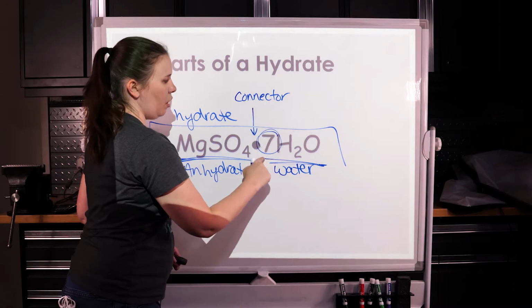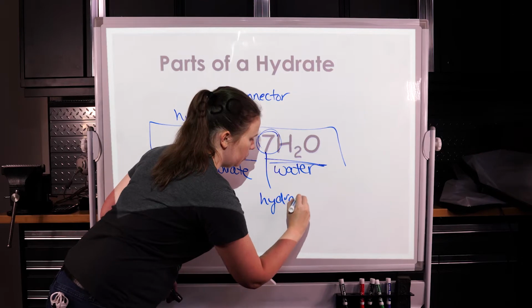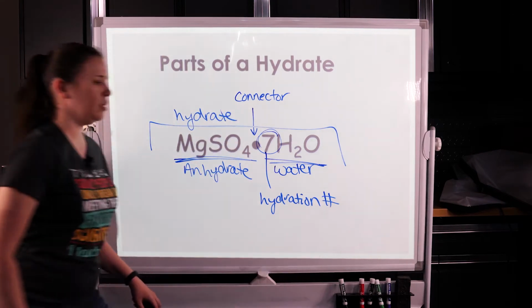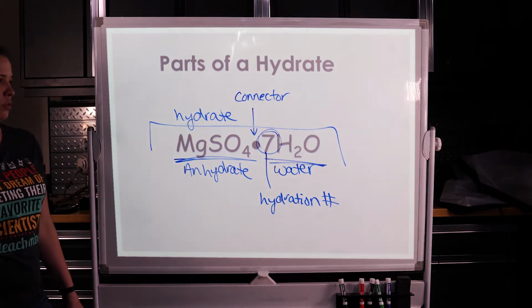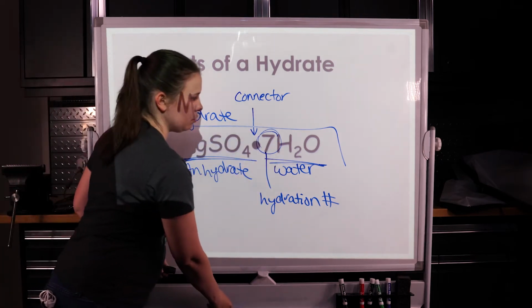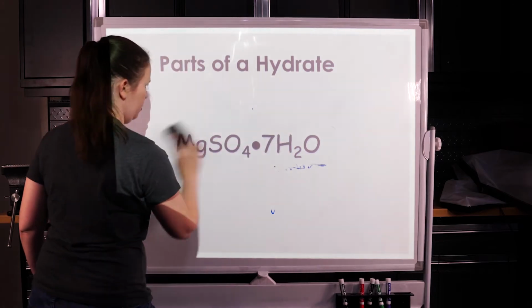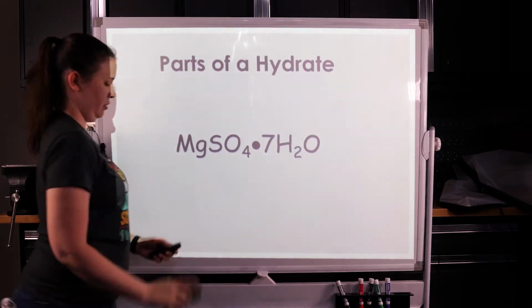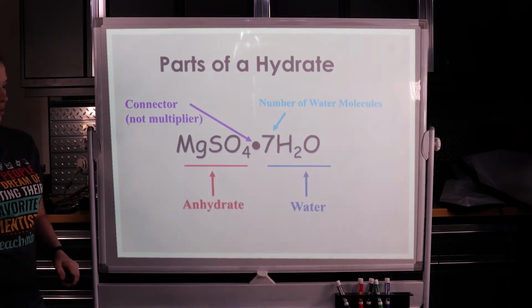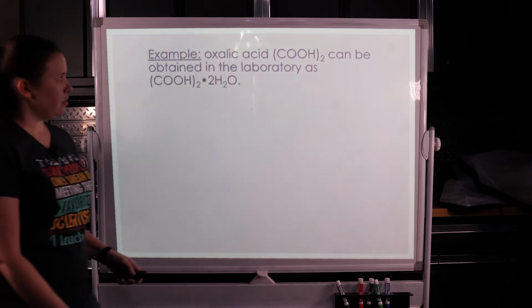This number on the water molecule is known as the hydration number. And it's what's going to be the purpose of the lab, to determine the hydration number for a hydrate. So it shows how many water molecules are attached. Certain formulas come with set numbers of water molecules. All right, so there's your parts of a hydrate. Connector, water molecules with a count on them, and then our anhydrate over here, with the entire thing being called the hydrate.